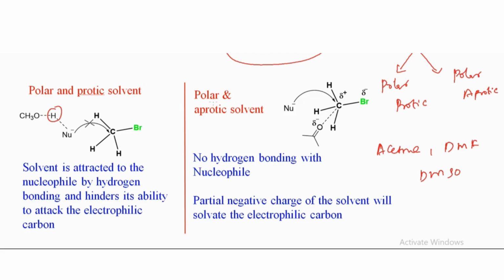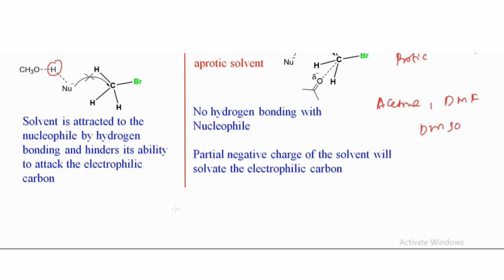Now, if you choose a polar aprotic solvent, there won't be hydrogen bonding, such as we observed in the polar protic solvent. At the same time, the partial negative charge of the solvent, as you see in acetone, solvates the electrophilic carbon and facilitates the SN2 reaction. That's why we should choose a polar aprotic solvent for the SN2 reaction. Okay, so that's all.